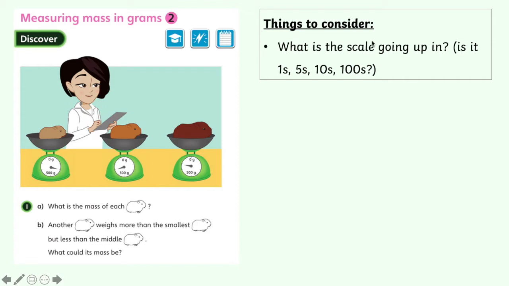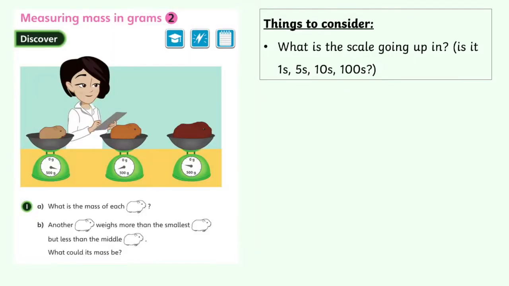So things to consider today. What is the scale on these weighing scales going up in? Is it ones? Is it fives? Is it tens? Is it hundreds? Look carefully to work this out. Click pause here and click play when you're ready to go through the answers.